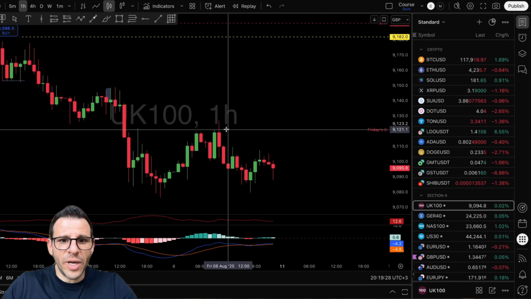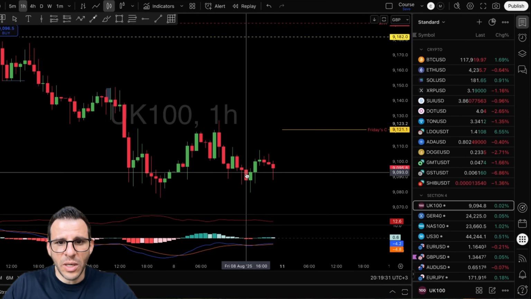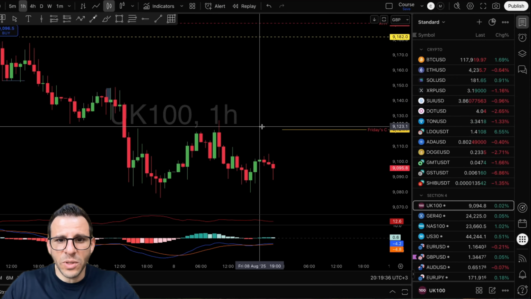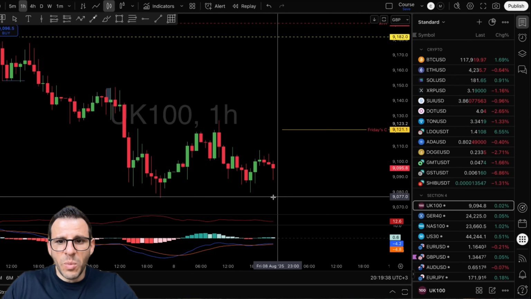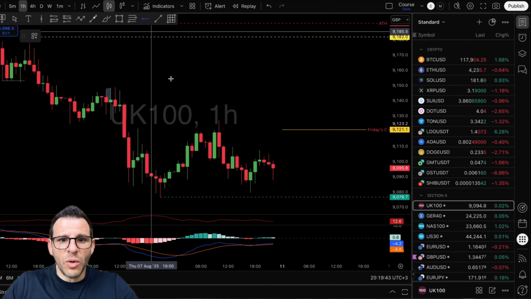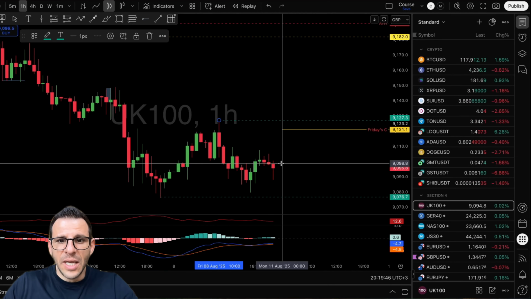On the hourly time frame, last Friday the market was more into the decline. Also Thursday and Wednesday the price was more bearish than bullish. At this point we are reaching this support. We also have this resistance.